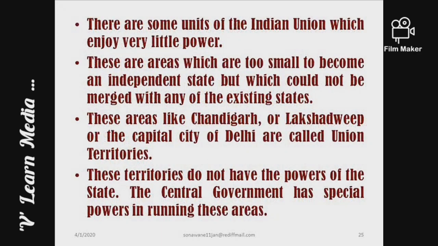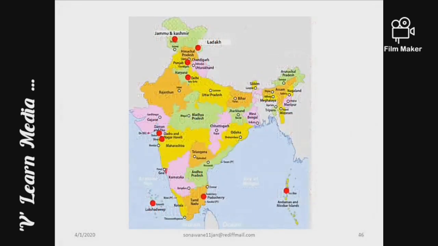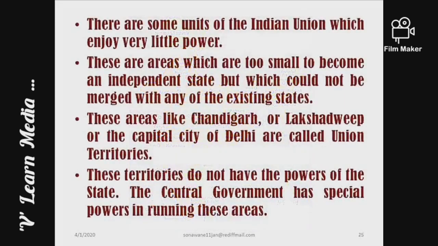There are some units of the Indian Union which enjoy very little power. These are areas which are too small to become an independent state but which could not be merged with any of the existing states. These areas like Chandigarh, or Lakshadweep or the capital city of Delhi are called Union Territories. These territories do not have the powers of the state. The central government has special powers in running these areas.